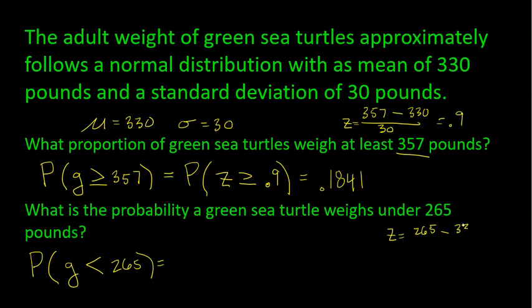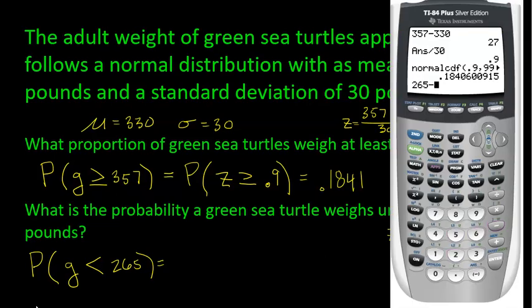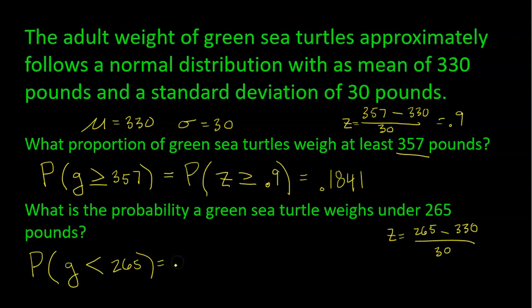Now 265 is below the mean, so I should definitely be getting a negative value here. So let's see, 265 minus 330. Make sure we hit enter to get the difference first, then divide that by the standard deviation, and I get negative 2.1667. I always go 4 decimals for accuracy.